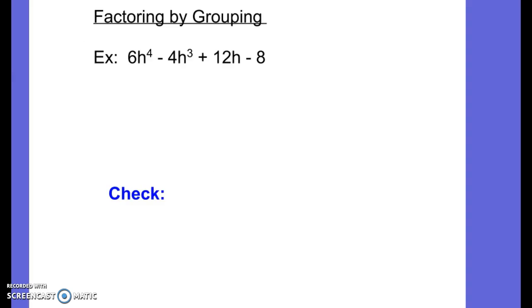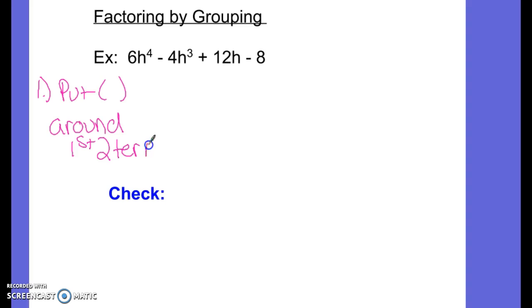It's factor by grouping. So literally what you do is you first put parentheses around the first 2 terms. 1, 2. Then you factor out the GCF. So I did the first 2, and then I also did these 2. Let's find our GCF of each group and do the same thing. So our GCF here would be 2h cubed. The GCF of my second group would be 12 and 8, 4. So let's factor out our GCF.